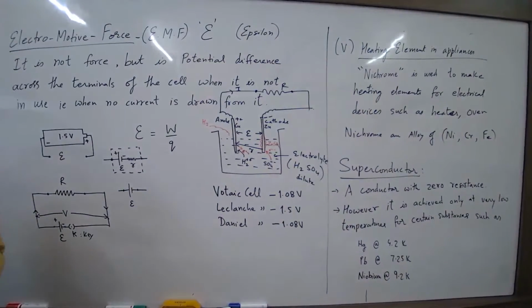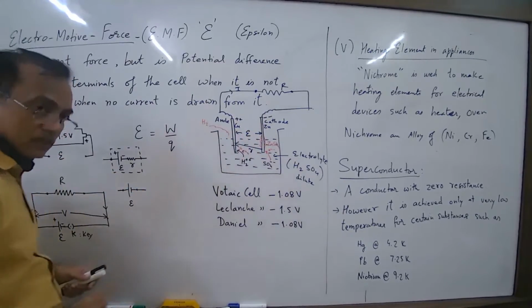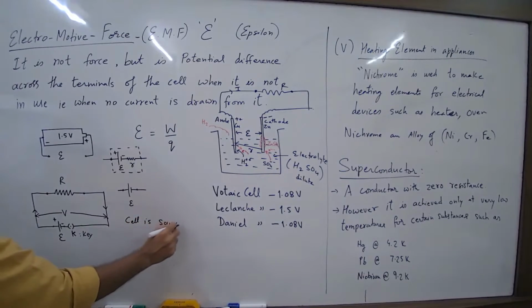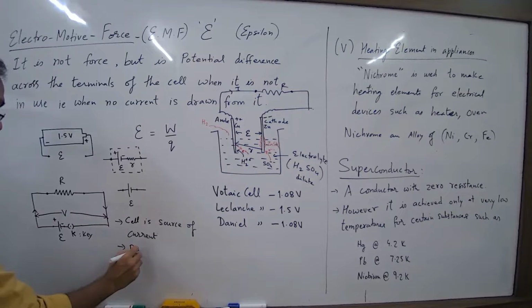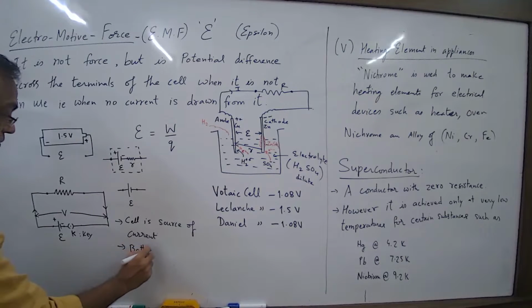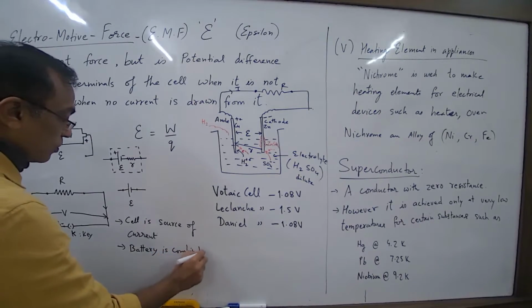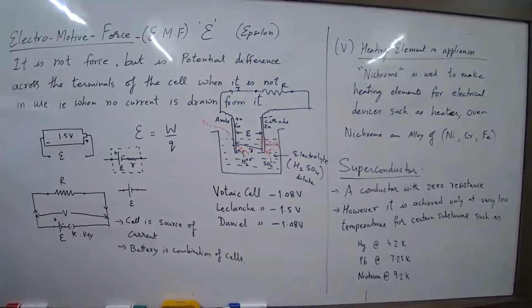Clear? Did everyone understand? And to drive this load we need a source of current. So the cell is the source of current. Understood? Okay? So what is a battery? A combination of cells. So a combination of cells is called a battery. Okay?